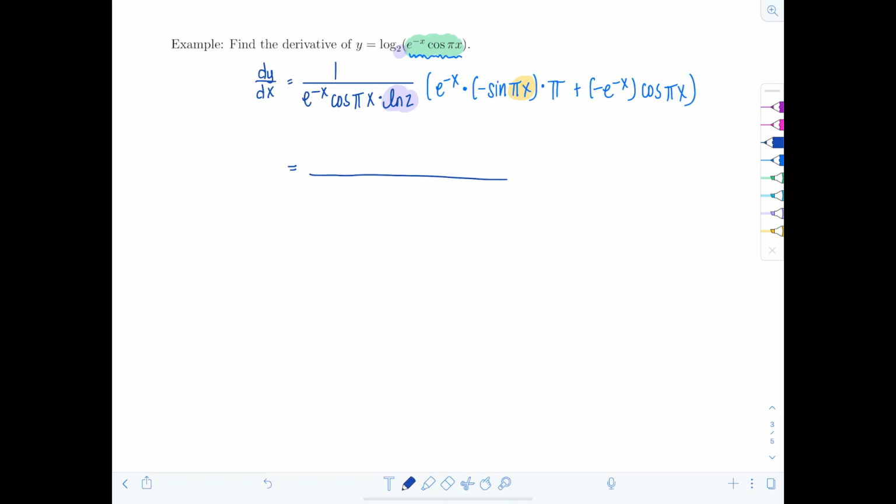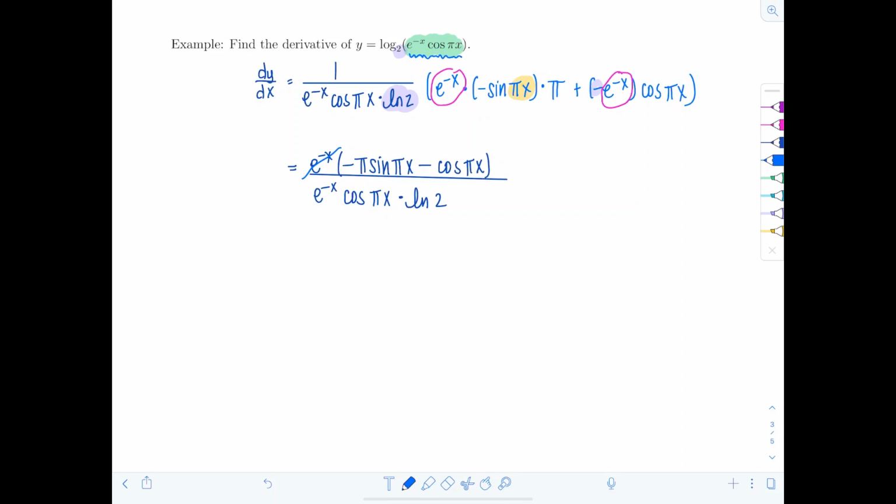I'm noticing in the numerator, I can factor out an e to the negative x. So let's do that. And then I have negative pi times sine pi x plus, or actually it's going to be minus, right? Because there's a negative sitting out right here. Minus cosine pi x over e to the negative x times cosine pi x times natural log of 2.